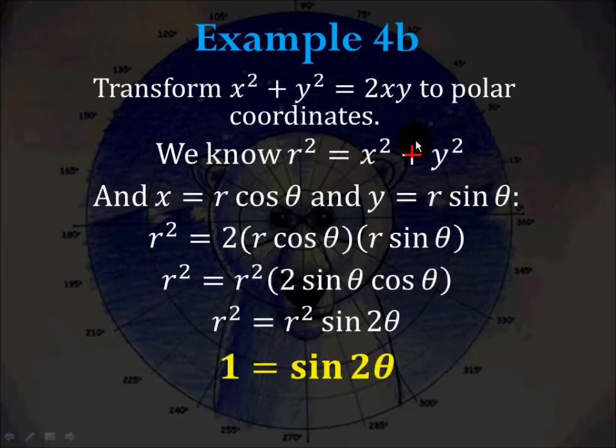So when you're going to polar coordinates, you're going to convert it such that it's in the form of theta and r. In this case, all the r's dropped out. You want to change all the x's and y's into r's and thetas.